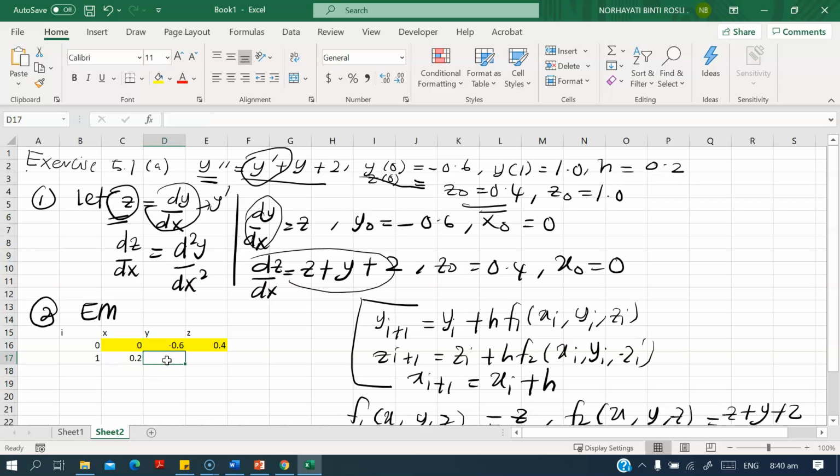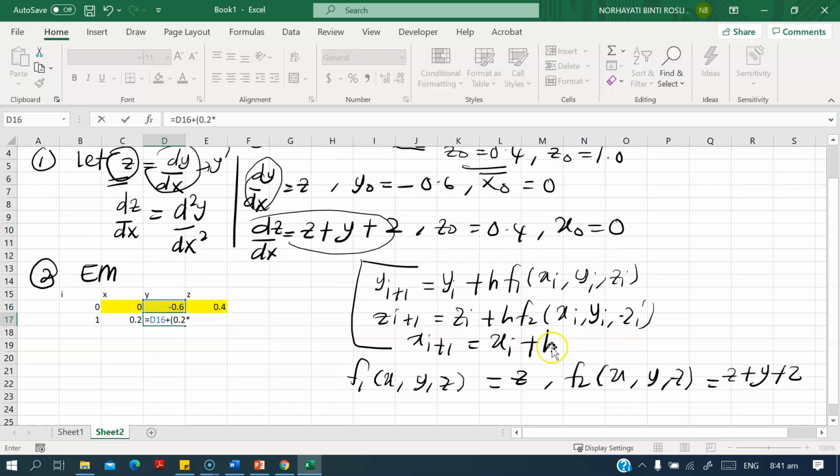And then, class, for y, we can compute y by using this formula, which is y0. So equal y0, this value, plus, look at this formula, h, so plus h, 0.2. This h needs to be multiplied by the f1 function, that is multiplied by z. Our z here is this value. So we click here, multiply by this one, close the bracket, and then click enter. You will get the solution.